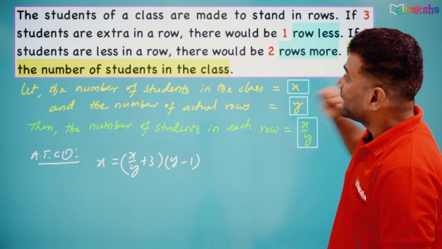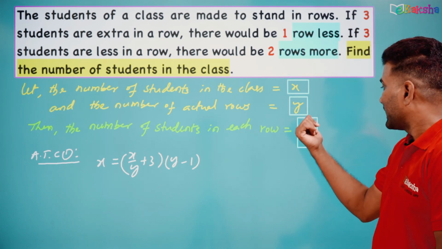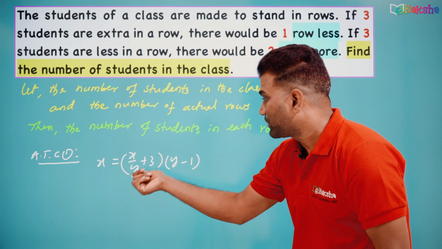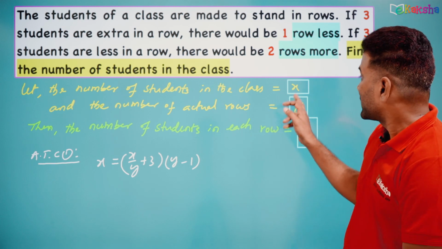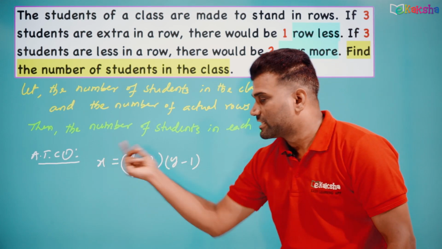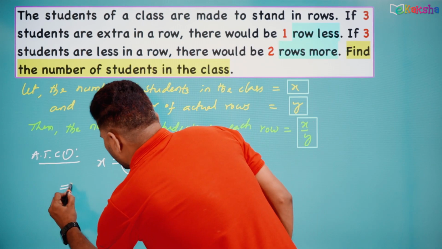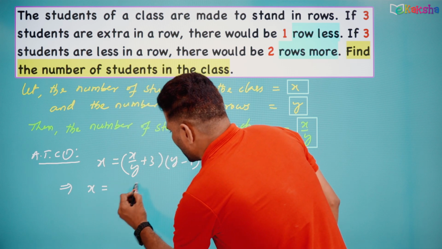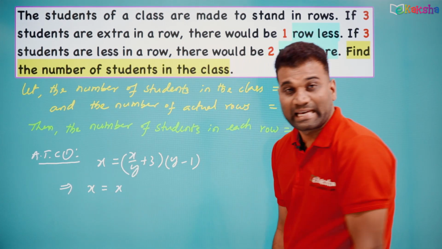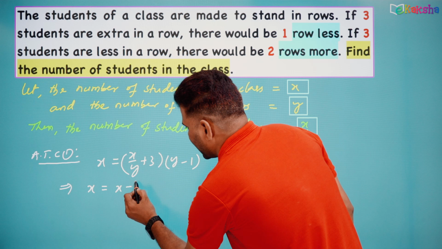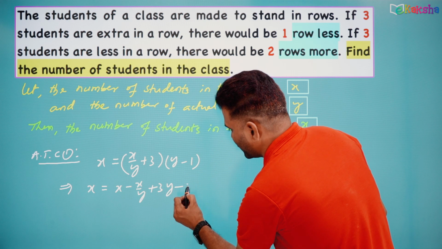According to this condition, if 3 students are extra in each row, the actual students in each row are x upon y, so with 3 extra it is x upon y plus 3. Then how many rows would be less? That is 1 row. The actual rows are y, so y minus 1. So this into this is equal to x. On reducing this into linear form, x is equal to: multiplying these two, x upon y into y, y gets cancelled, we get x, then x upon y into minus 1, negative x upon y, plus 3 into y, 3y, plus 3 into minus 1, minus 3.